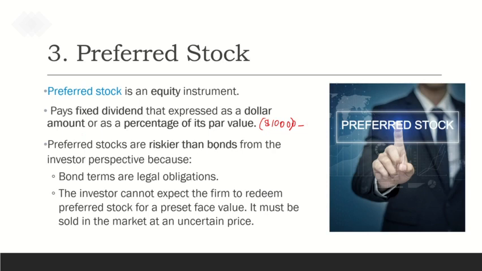Preferred stocks are riskier than bonds from the investor perspective because bond terms are legal obligation. Yeah, dia ada agreement. The investor cannot expect the firm to redeem preferred stock for a preset face value. It must be sold in the market at uncertain price. Yeah. So basically, future value dia adalah bergantung kepada berapa harga dia di pasaran. Ya, tak ada guarantee.